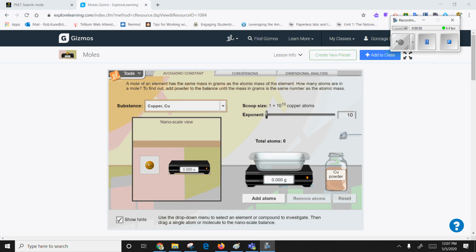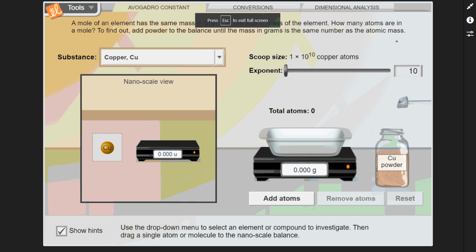Hey everyone, this video you're going to be looking over the moles Gizmo. By now you should be able to log in at explorelearning.com using your login. You went to the classroom and you found the moles Gizmo, and this is what appears on your screen. When this happens, I suggest you put the full screen mode on. This is going to make life a lot easier, especially if you have a small screen like on a phone. All right, this is what you see.